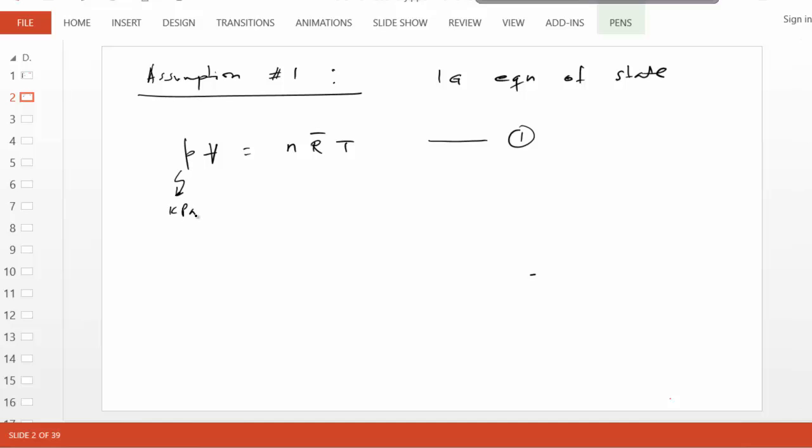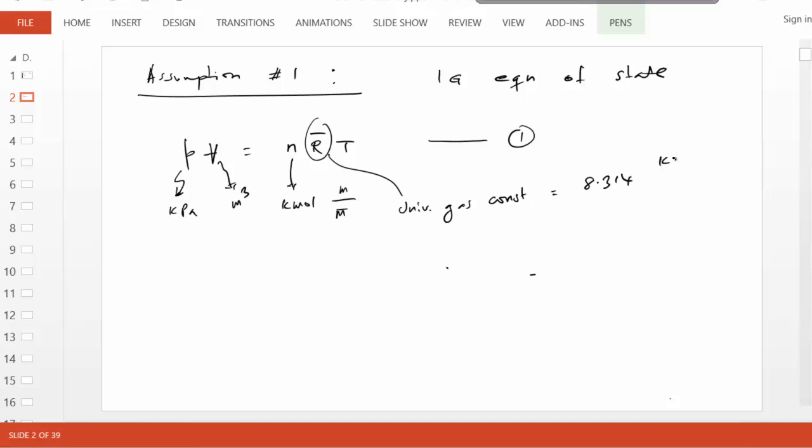Pressure must be absolute pressure in kilopascal. V is volume in meter cube. N is in kilomole. Recall the definition of N, mass over molar mass. And R bar is called the universal gas constant. Its value is 8.314 kilojoule per kilomole Kelvin. It never changes. And temperature must be in Kelvin. So this is our first form.